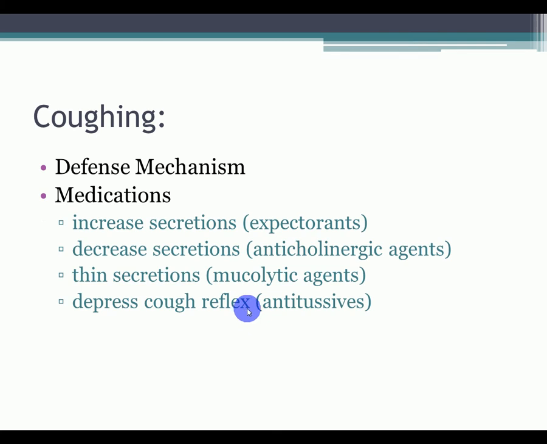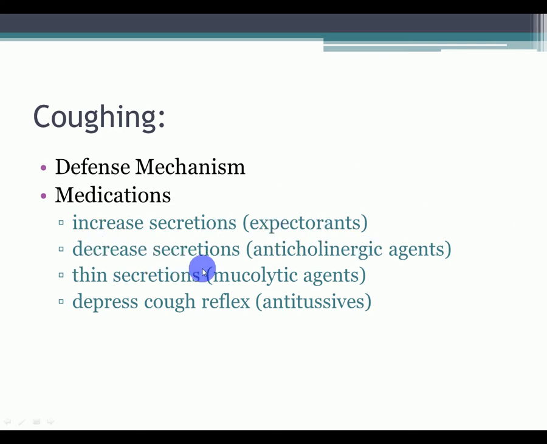Coughing. Coughing is a defense mechanism that we have, and it's one way we have of actually maintaining clear airways. And it is important that we assist patients to cough effectively. And we went over that in STEM's lab, so I know you know how to do that. Now, as far as medications, we can give those that increase secretions, those are known as expectorants.